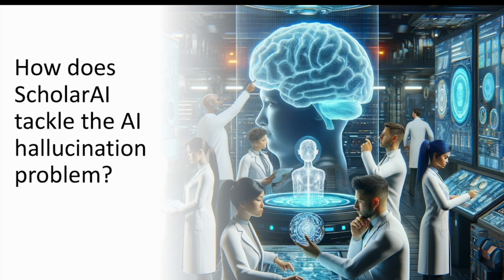How does ScholarAI tackle the AI hallucination problem? According to their website, they attach the DOI to the publications to avoid the artificial hallucination problem, which is fantastic, because then you can go directly to that particular article, whether it's open access or non-open access, to see if it's in fact a publication.